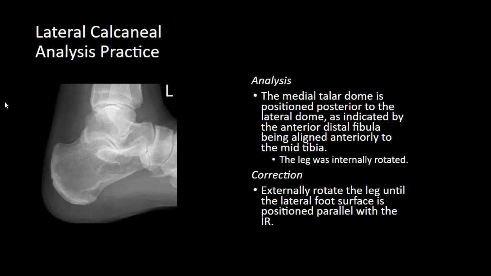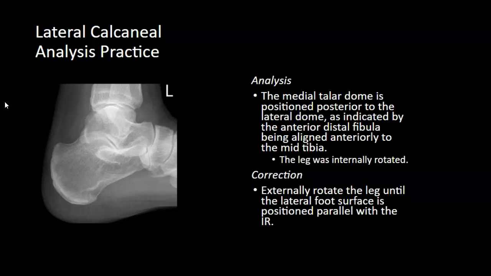So let's take a look at this practice analysis. The first thing you want to ask yourself is, do I see a joint space? And I do see something of a joint space. So we're going to also look at where our talar domes are. Does one look like it's on top of the other, or does one look like it's in front of the other? And in this case, one is in front of the other.